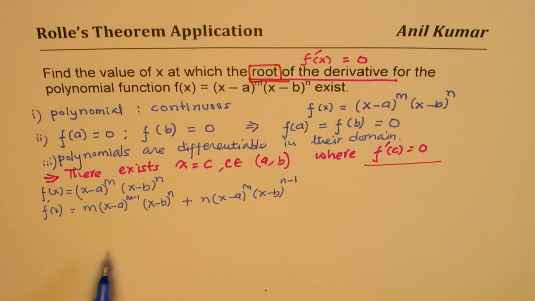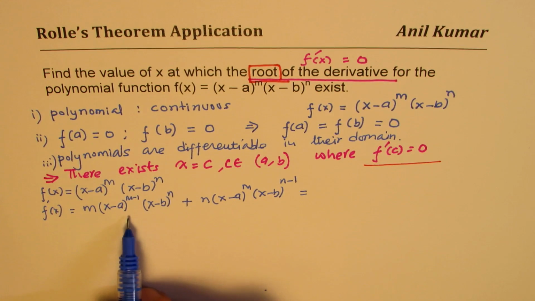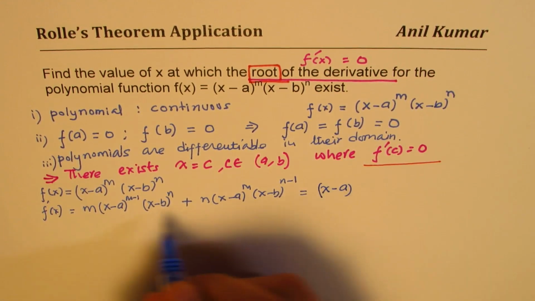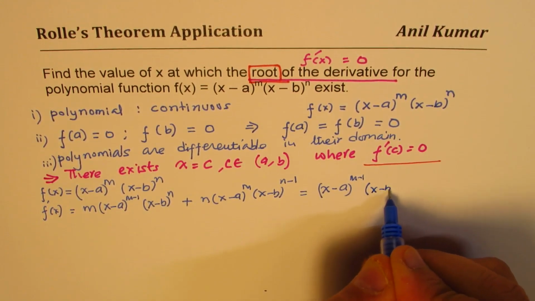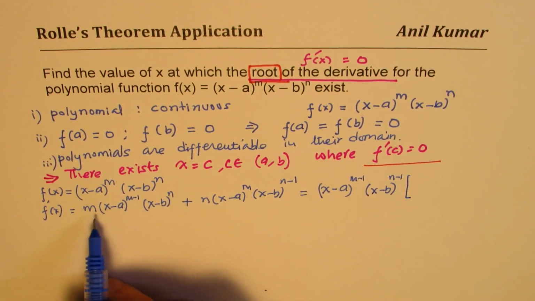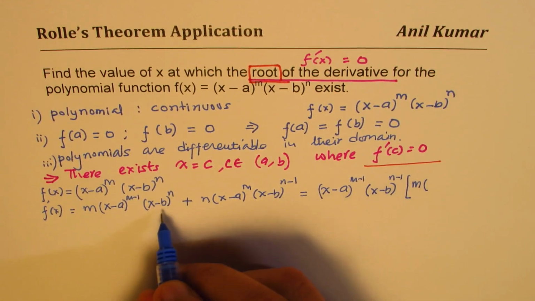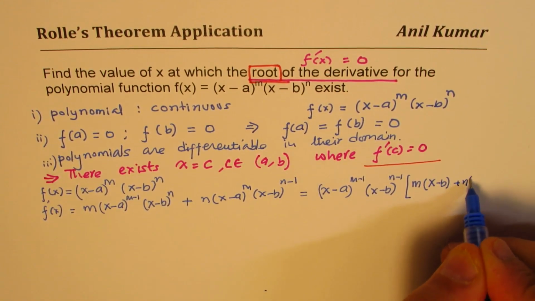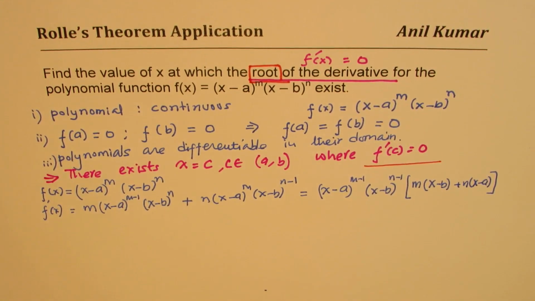So that becomes the product rule, and from here we could actually factor out terms which are (x minus a) to the power of m minus 1 and also (x minus b) to the power of n minus 1, right? We can factor these out. So what you get here is m times (x minus b), and you get plus n times (x minus a), correct? So that's what you get after factoring.